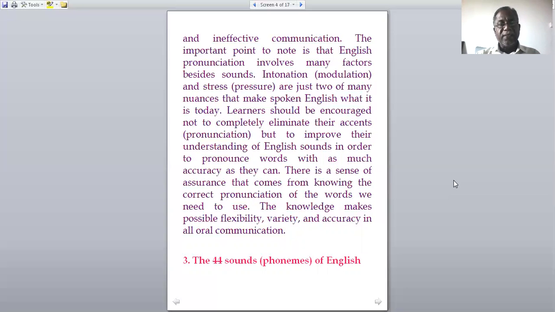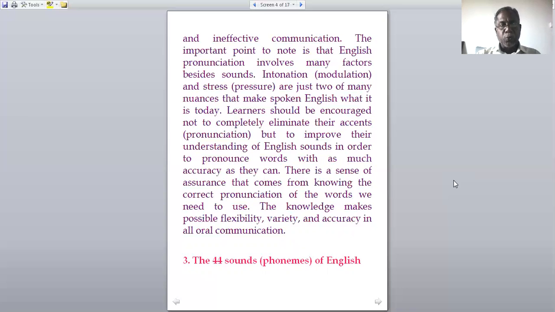Listening. There is a sense of assurance that comes from knowing the correct pronunciation of the words we need to use. The knowledge makes possible flexibility, variety, and accuracy in all oral communication. In written communication, no one is going to listen; they simply read. If it is oral communication, they test, they examine. What do they test? They will test your flexibility, variety, and accuracy. In pronunciation, we need to have 100% accuracy. Then only will people recognize you.